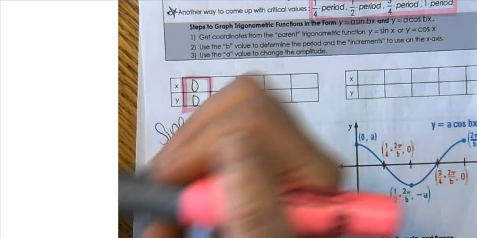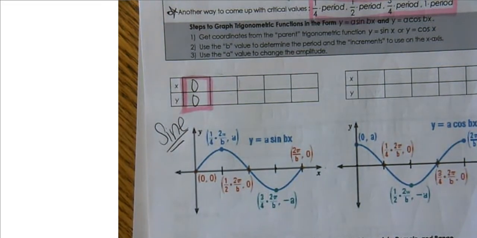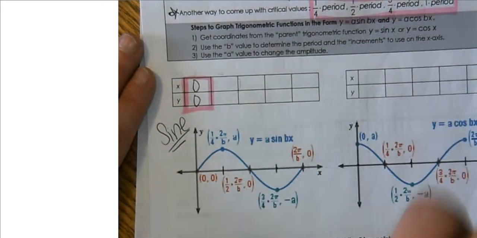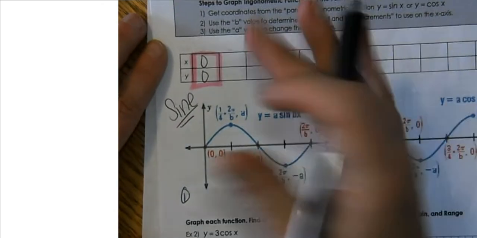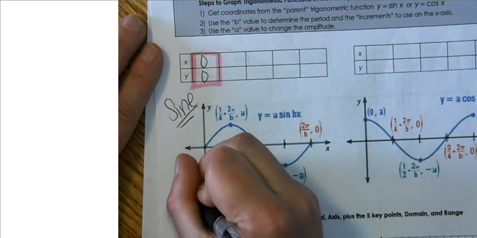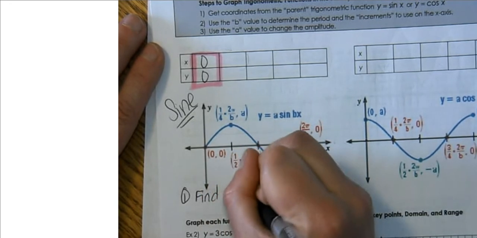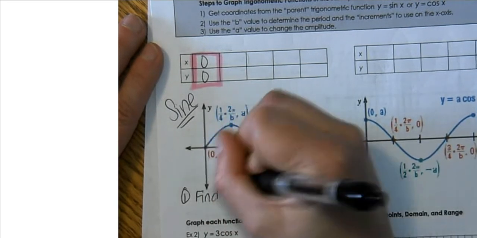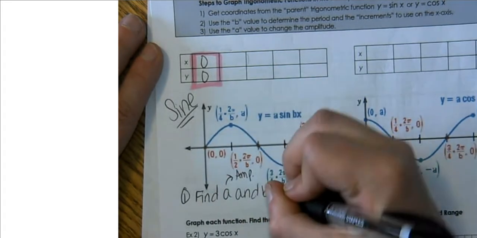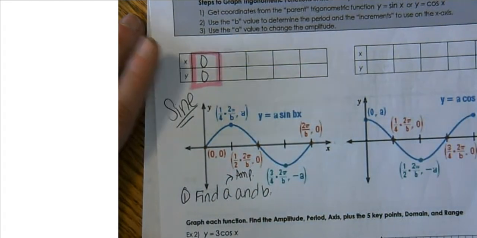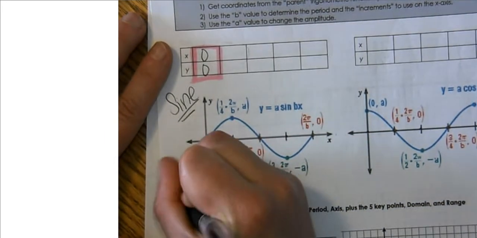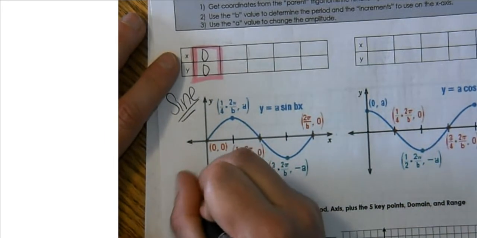Then the second thing that you are going to do is, after you identify if you're starting at 0, 0, or if you're starting in a different location, I'm going to write step number 1 is, of course, locate your starting point. But we want to identify your A value and your B value. Your A value is going to tell you what your amplitude is, and your B value is going to help you identify your period. So step 2 is to use your B value to find your period.